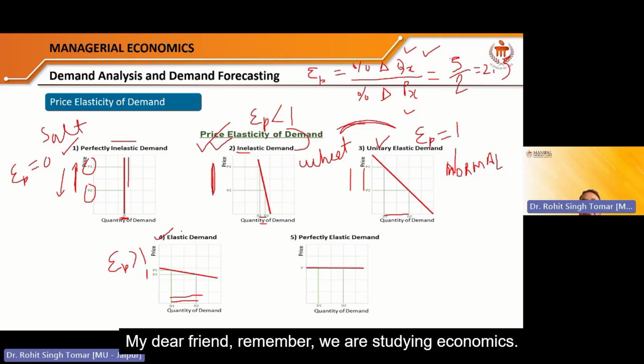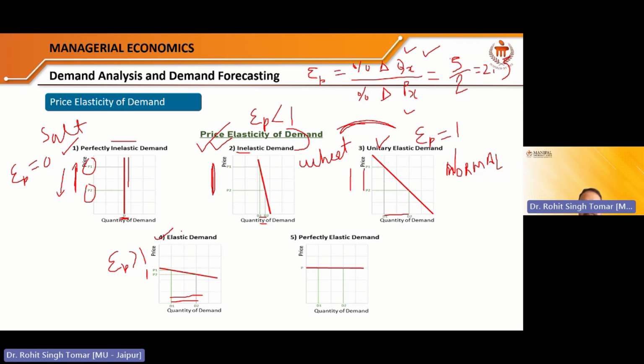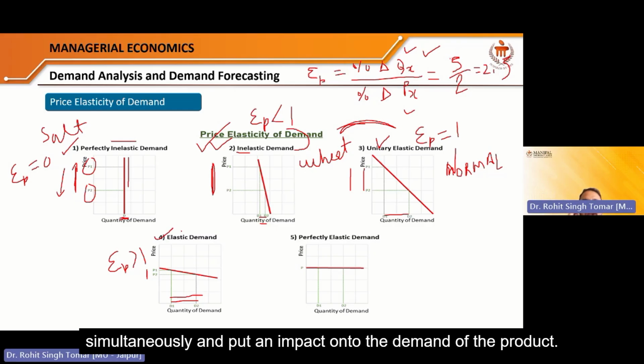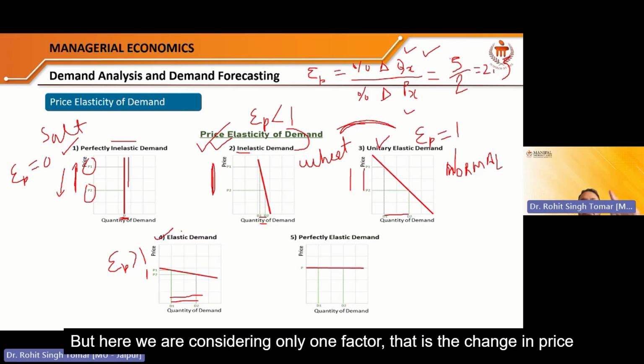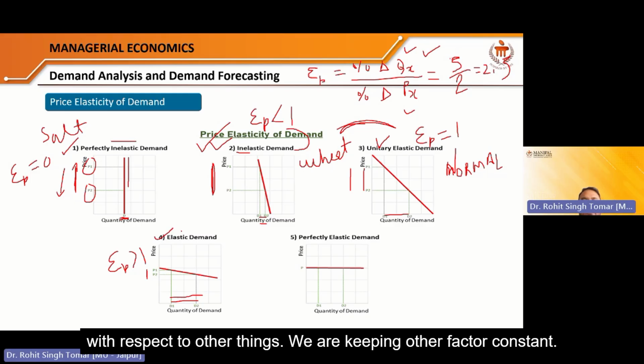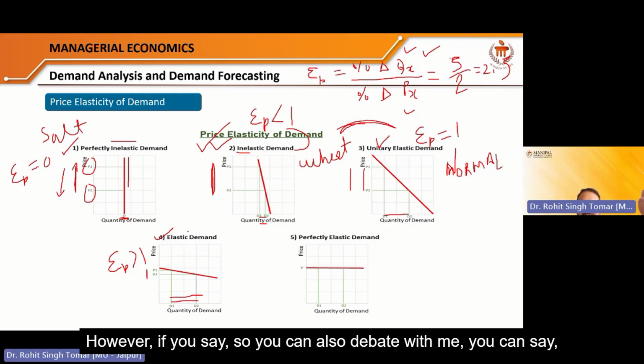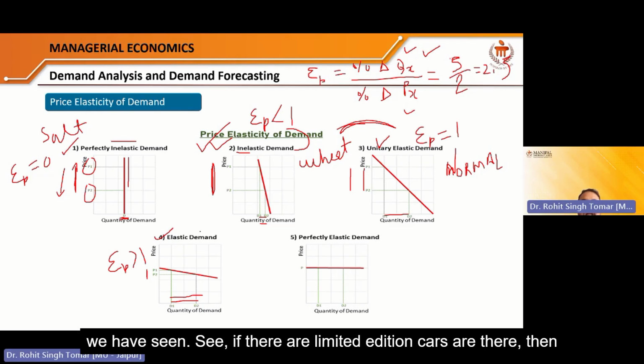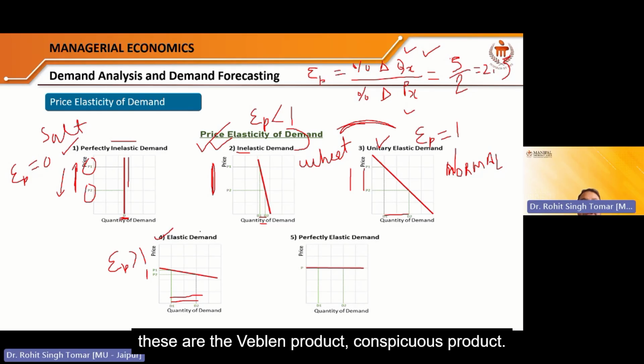My dear friends, remember, we are studying economics. No single concept can run an industry, firm, organization or society. There are multiple concepts which work simultaneously and put an impact on the demand of the product. But here we are considering only one factor, that is a change in price, keeping other factors constant. However, you can also debate with me, you can say, sir, no, it is not necessary. Some luxury items are very costly. Yes, we have seen. If there are limited edition cars, these are Veblen products, conspicuous products. All rich persons would like to purchase them. So whoever pays more, they will purchase more. That is the case of an exception to the law of demand.